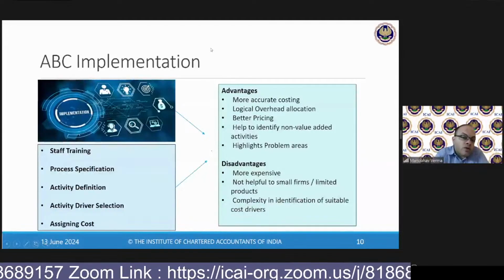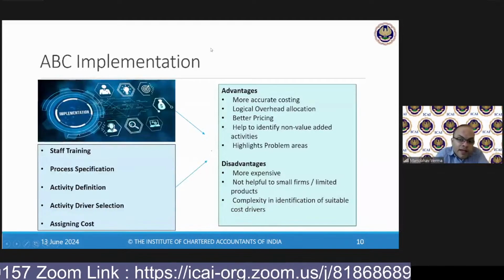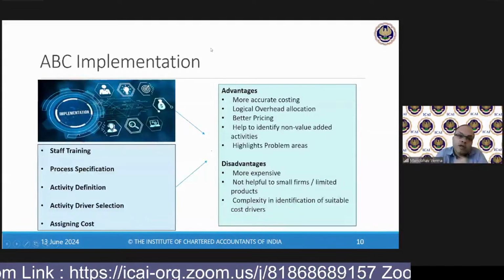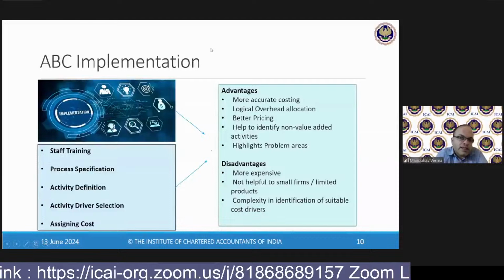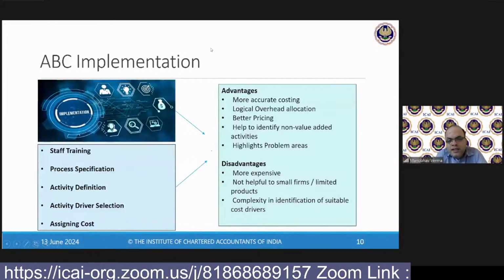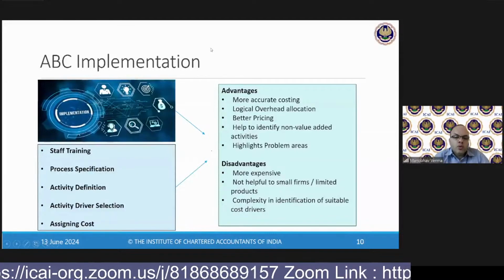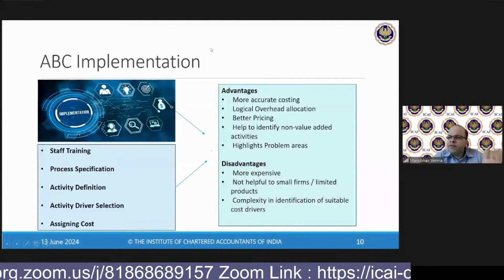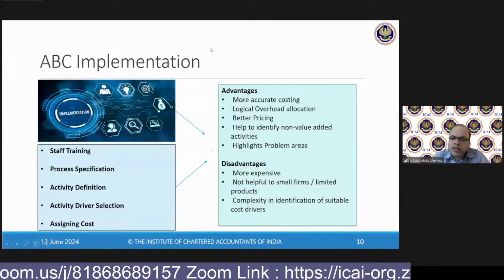And then of course activity driver selection. Like we saw, for every activity which you have shortlisted, what drives the cost? That's definitely one piece, and hence you can accordingly assign the cost to those cost drivers. These are the basic steps which we have already done in that illustration here.